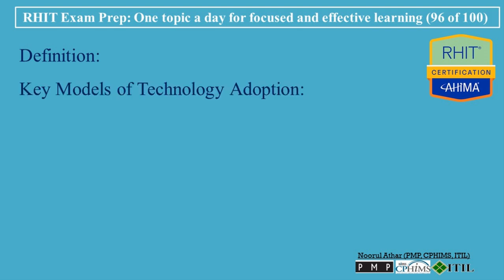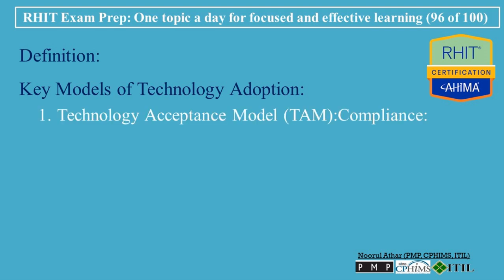Key models of technology adoption. 1. Technology Acceptance Model, TAM. The Technology Acceptance Model explains how users come to accept and use a new technology. According to TAM, two key factors determine whether users will adopt a technology. Perceived usefulness, the extent to which a user believes that the technology will enhance their job performance or clinical outcomes. Perceived ease of use, the degree to which a user believes that using the technology will be free of effort.